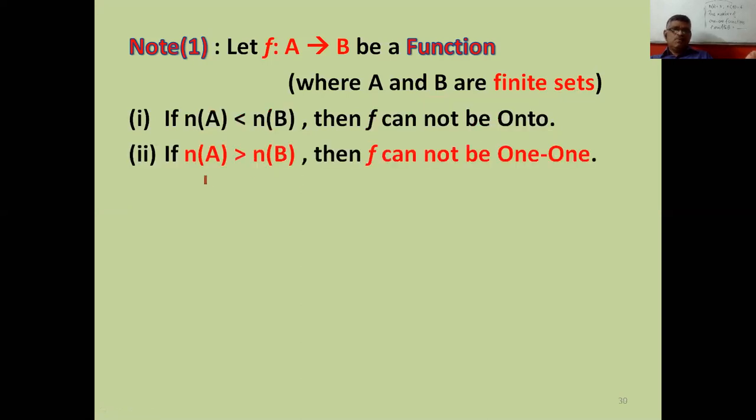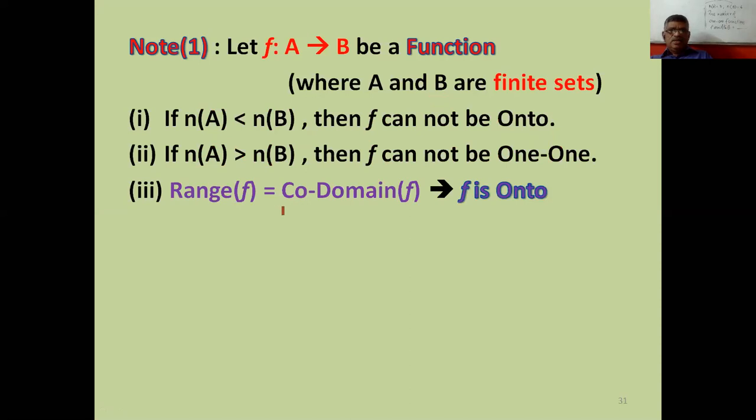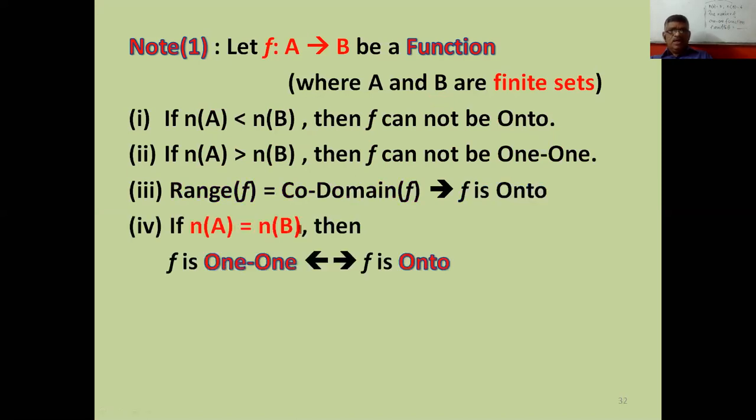In the same way, if the number of elements in A is bigger than in B, then it cannot be one to one. Many elements must have one image. And if range and codomain are equal, it means it is onto. Clear? And if the number of elements in A and B are equal, then one to one means onto. Remember, this is only when A and B are finite sets.